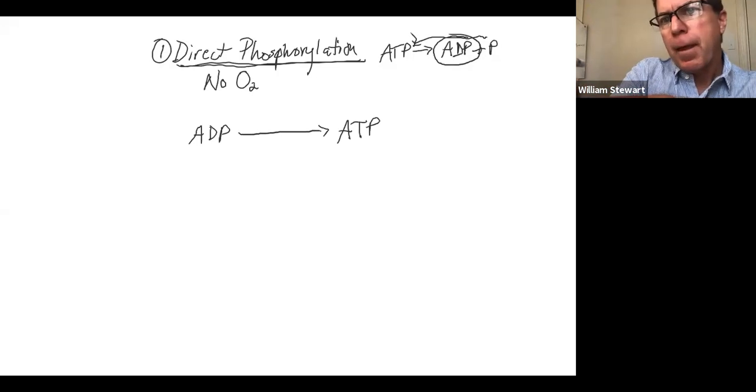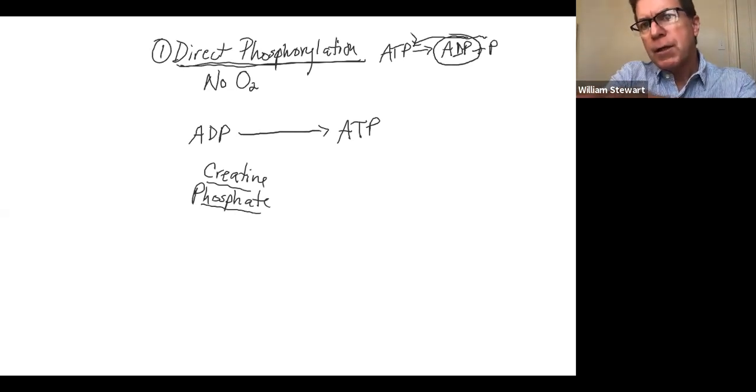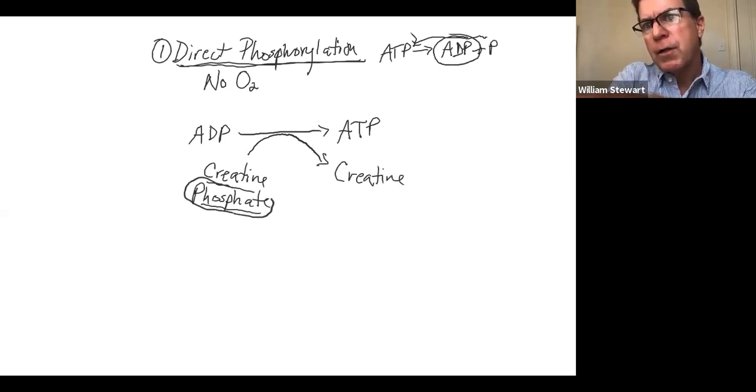We use a different molecule called creatine phosphate. And you can guess that's the phosphate we're going to use, okay? So what we do is, this creatine phosphate, we steal phosphate from it, and it just becomes creatine. And we take this phosphate off of creatine phosphate and attach it to ADP to get ATP.